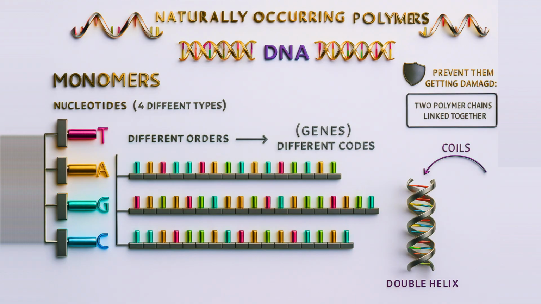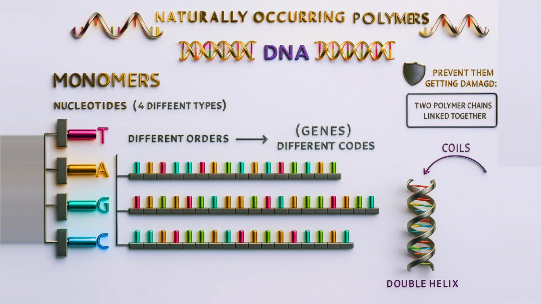The rest of the nucleotide structure remains the same, meaning there are four types of nucleotides, each based on one of these four bases. By arranging these nucleotides in specific sequences, cells can store information in the form of genetic codes, which are known as genes. To protect this genetic information and keep it stable, DNA forms a double-stranded structure where two long polymer chains are connected together. These two strands then coil into a shape called a double helix, which helps maintain the molecule's structure and function.